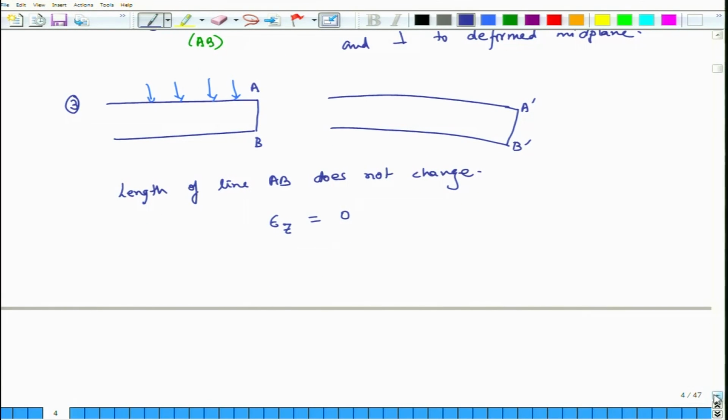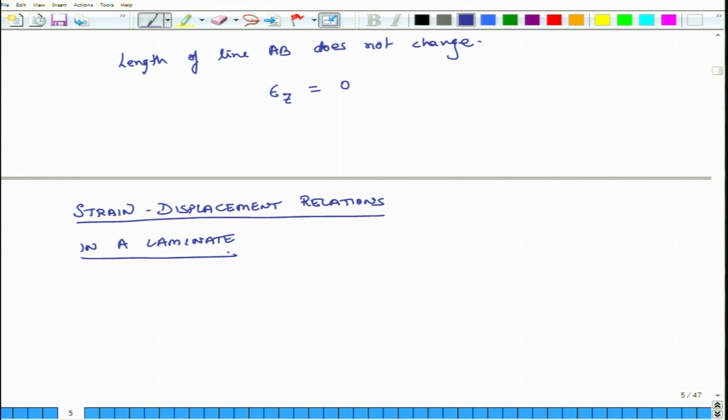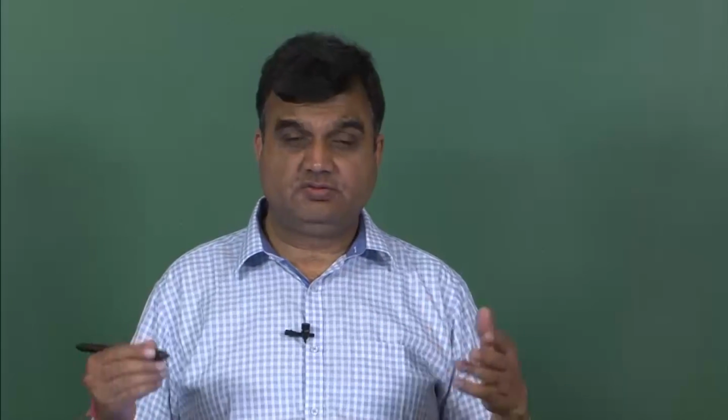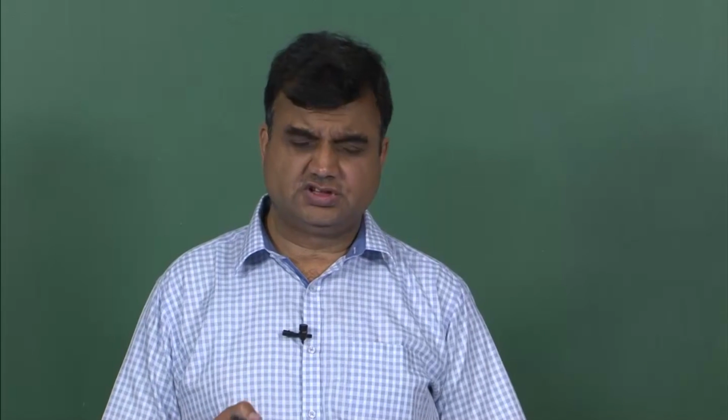Based on these assumptions, we will now develop strain displacement relations in a laminate, that is, relations between strains and displacements. We will relate the displacements in the three directions u, v and w to the strains, and we have already said that three strains are 0: epsilon z, gamma yz and gamma zx. So, the three strains we will really worry about are epsilon x, epsilon y and the shear strain gamma xy.